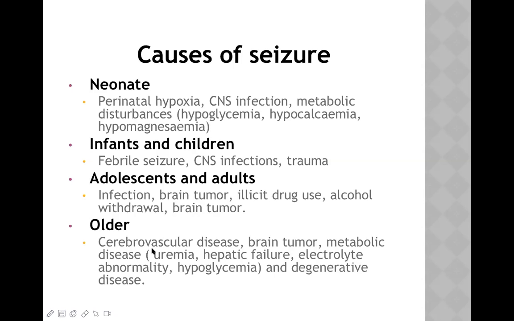Regarding the older individual: cerebrovascular disease, which we just discussed in the morning class, a stroke, brain tumor again, metabolic diseases like uremia, hepatic failure, known as uremic encephalopathy and hepatic encephalopathy, electrolyte abnormality, sodium imbalance being the main one, and hypoglycemia, along with degenerative diseases of the brain, where the neurons are dying away. So these all are different causes of seizure disorder. A very common question we like to ask in the exam. Let's move on.